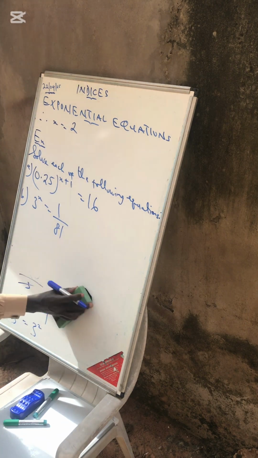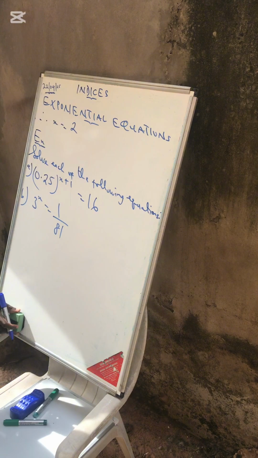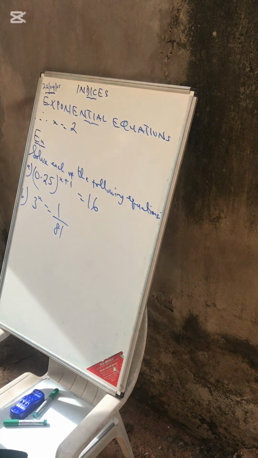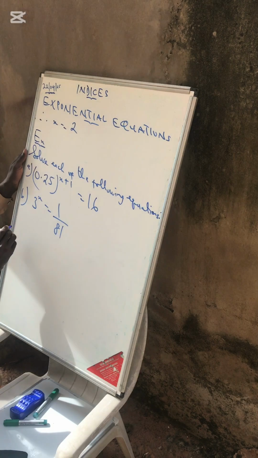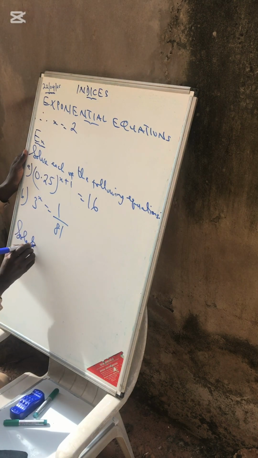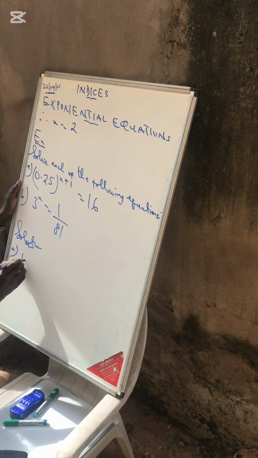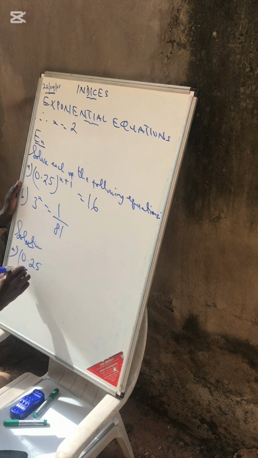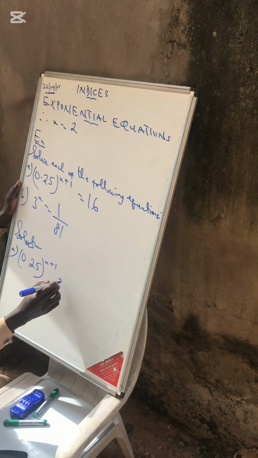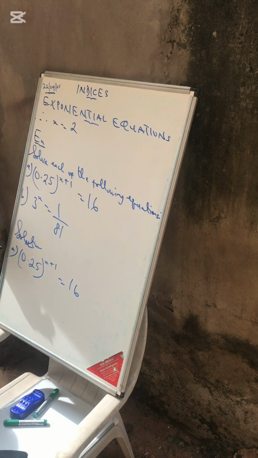Right, let's go to the solution. How do we solve that? Now, what's the first one? A. Question, read it to me. 0.25 raised to power x plus 1 equals 16.